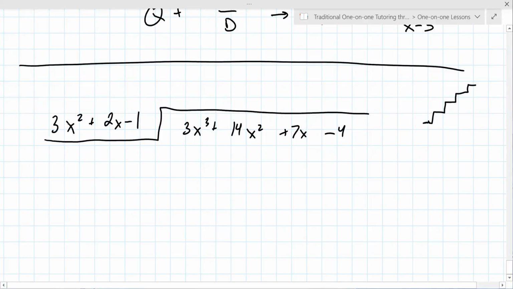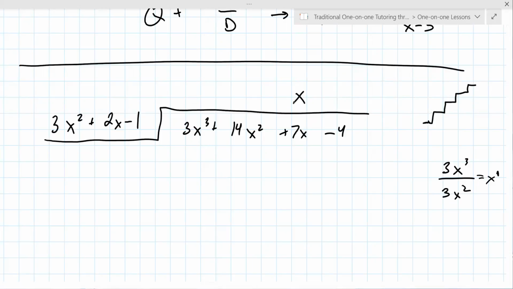So the first thing you ask yourself is, what do you multiply this leftmost thing, 3x squared, by to get 3x cubed? And the answer is x. So does x go here, here, here, or here? Well, it's x to the power of 1, and so you have to line it up with the x column. Oh, so that matters now. It does matter. You got to get it in the right spot.